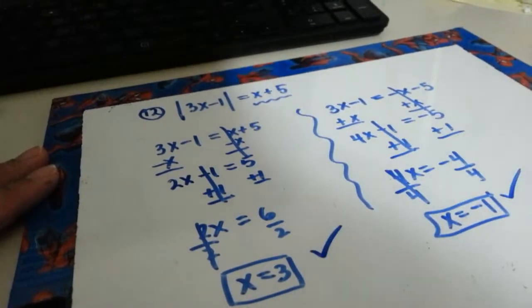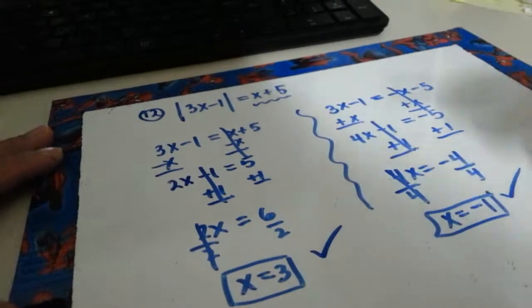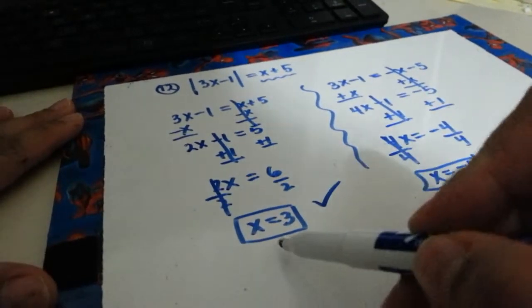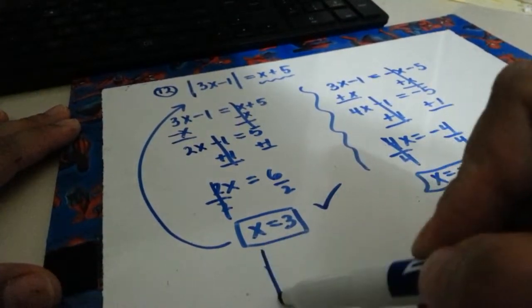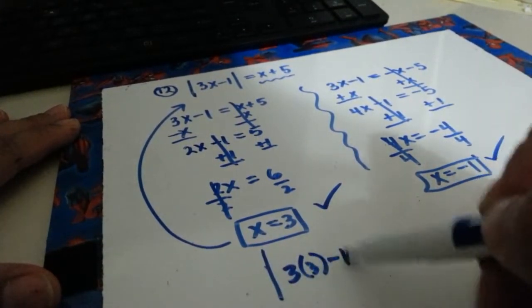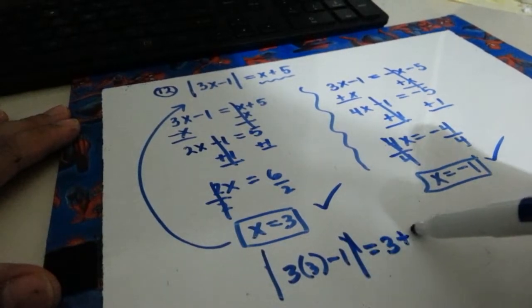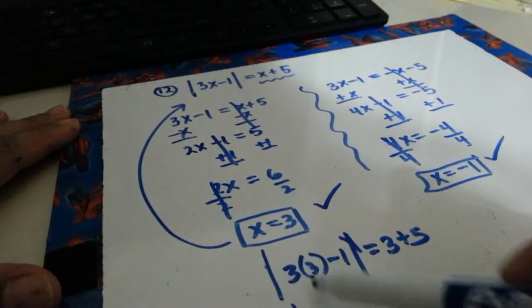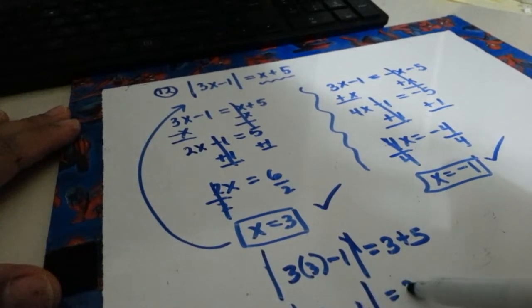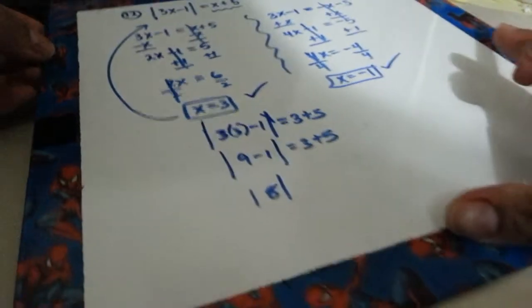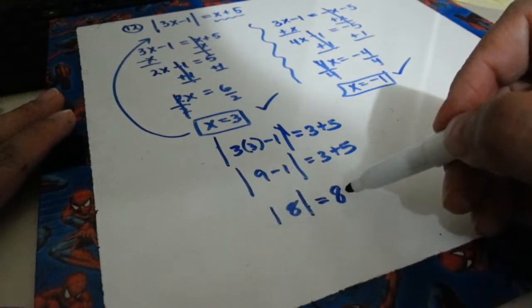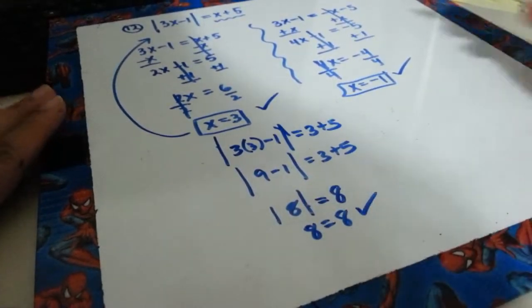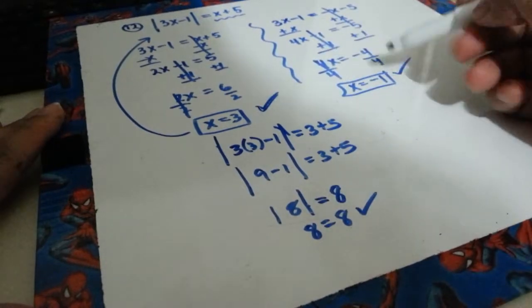Now both of these would be the answer. I would have to check them. Let me see. Plug it in to the original problem. So we have the absolute value of 3 times 3 minus 1 equals 3 plus 5. This is 9 minus 1. 9 minus 1 is 8. Does the absolute value of 8 equal 8? Yes. Check. So x equals 3 is an answer.